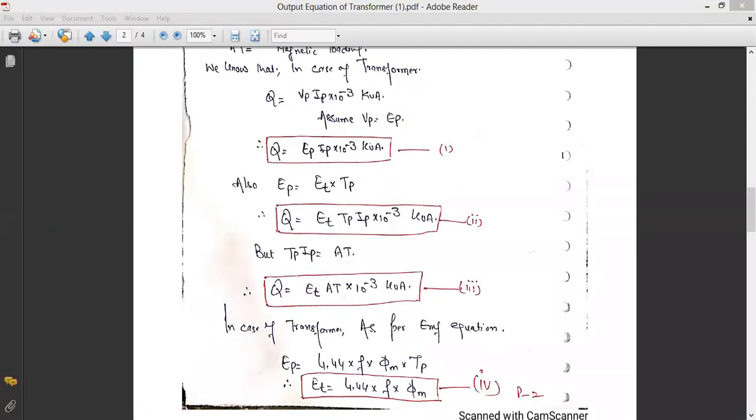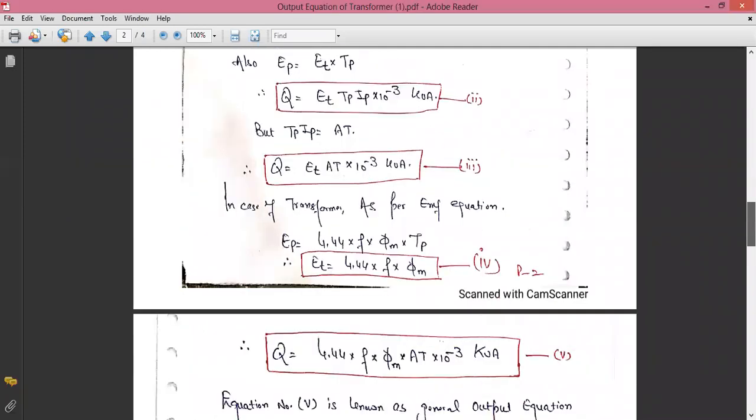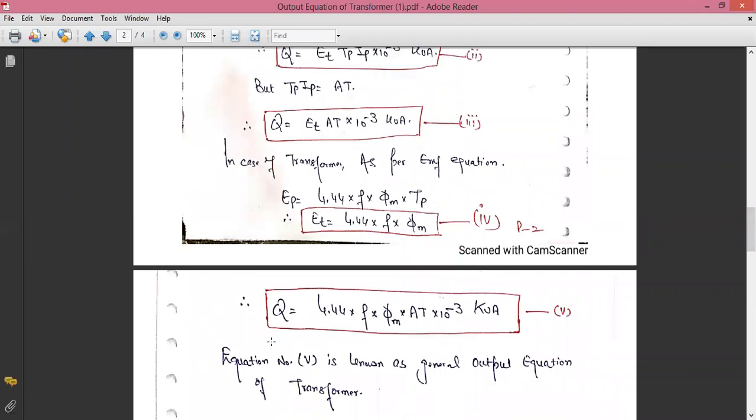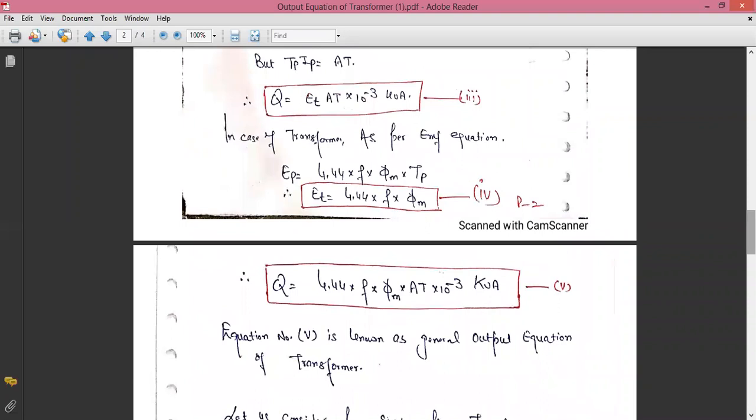Yes sir. Okay, shall I continue? Now you can see, you can substitute this Q value in the above equation. So finally equation number 5 will become Q is equal to 4.44 into F into phi m into AT into 10 to the power minus 3. Clear? And this equation number 5 is known as the general output equation of the transformer. It is not for the single phase, it is not for the 3 phase.